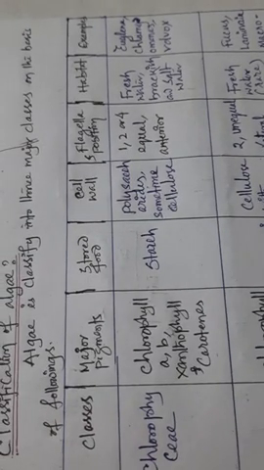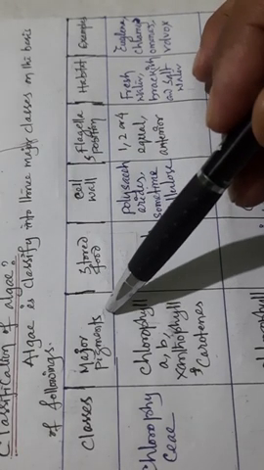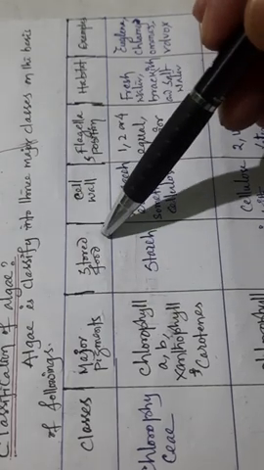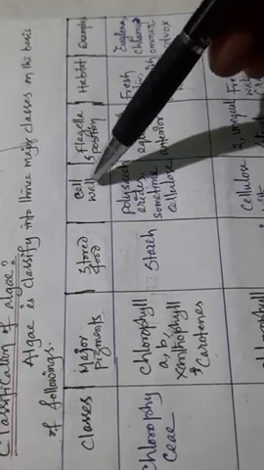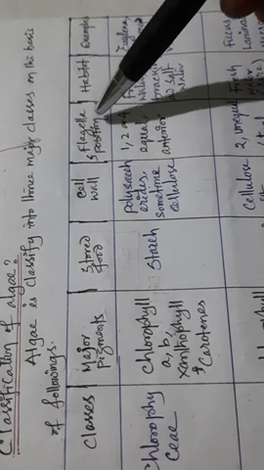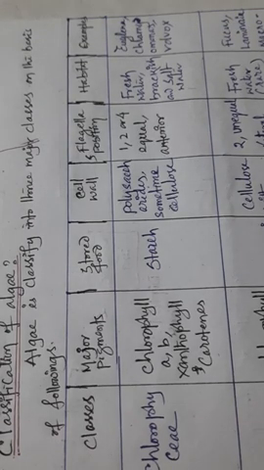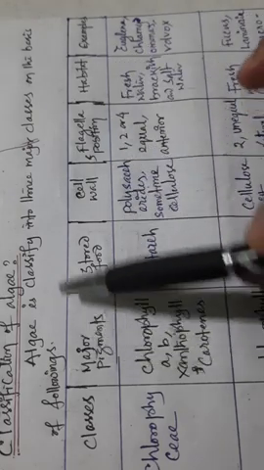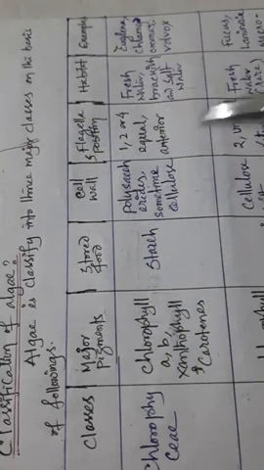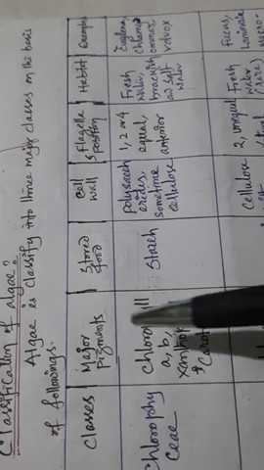There are many characters I have taken here, and the entire classification is based on them. What are the basic criteria? The major pigments found in algae, the storage food material, the cell wall composition, the flagella and their position, the habitat, and last, examples of algae. This is the simple method of classification, and it is very simple on the basis of these aspects.